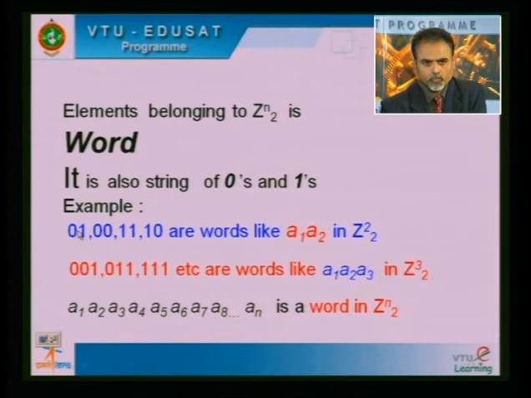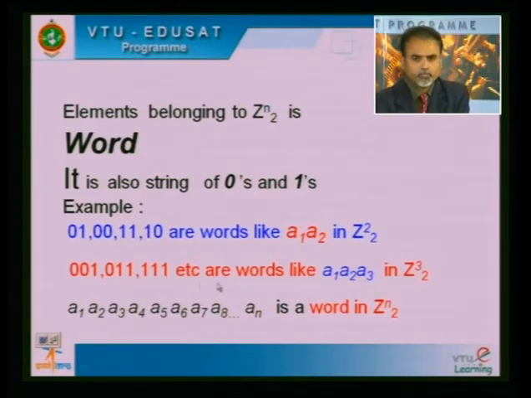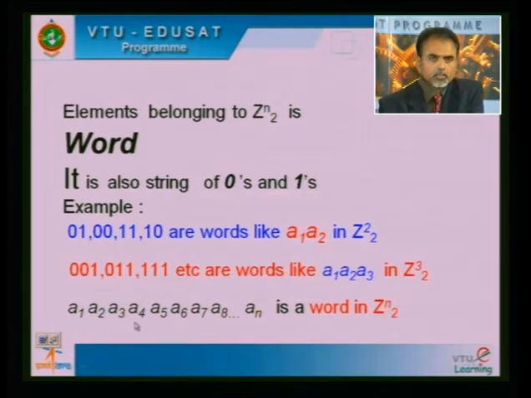That is 01 is a word of length 2, 00, 11, 10, all are words of length 2. Similarly, these are all words of length 3, many more are there, 5 more are there for words of length 3, where each of these a1, a2, a3 belongs to Z2 to the power 3. Similarly, a word of length n is a word in Z2 to the power n, where each of these ai's is either 0 or 1.